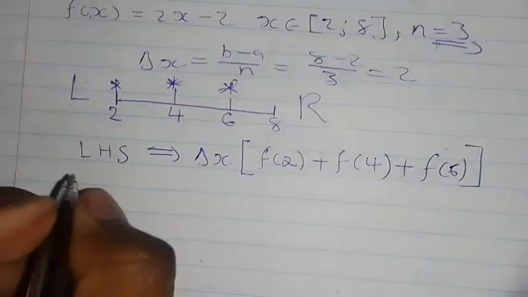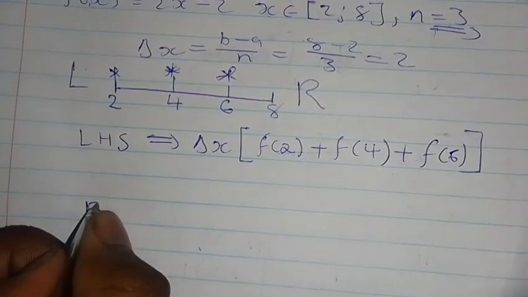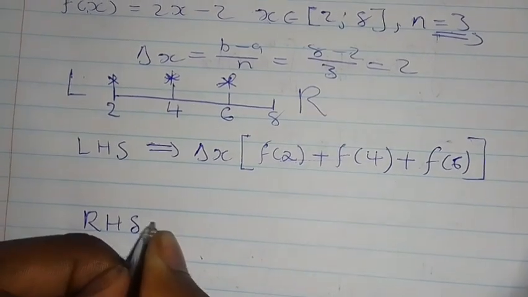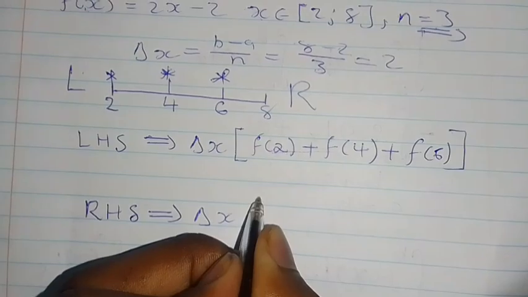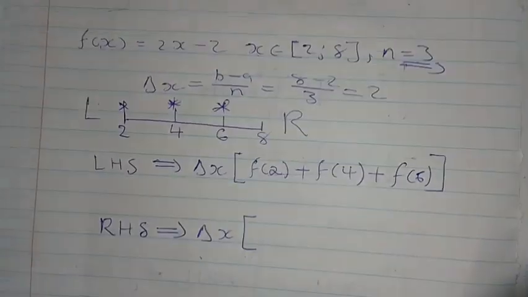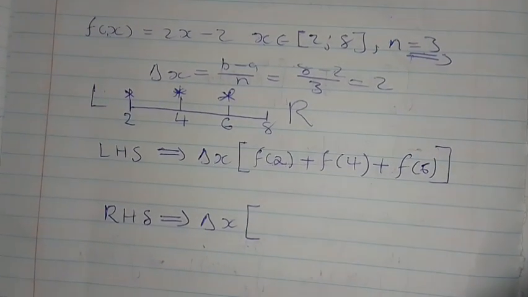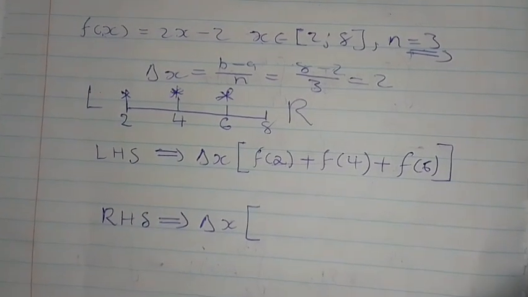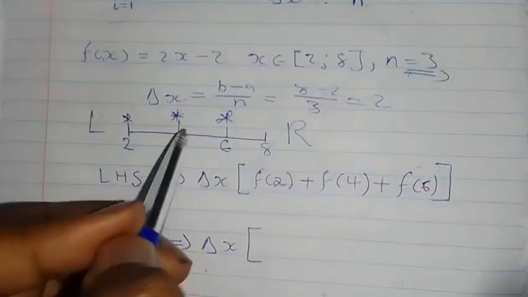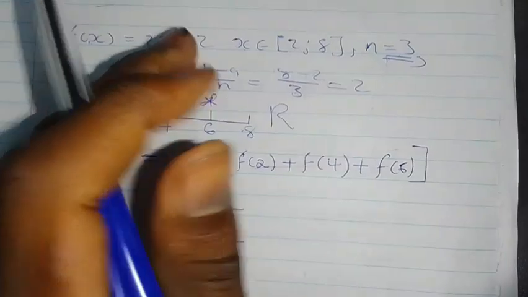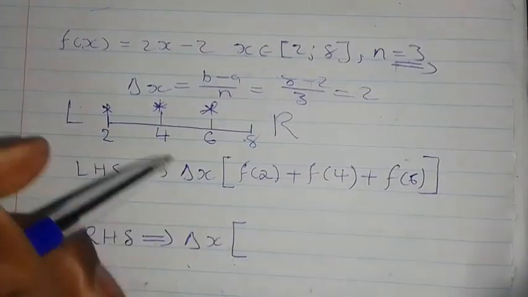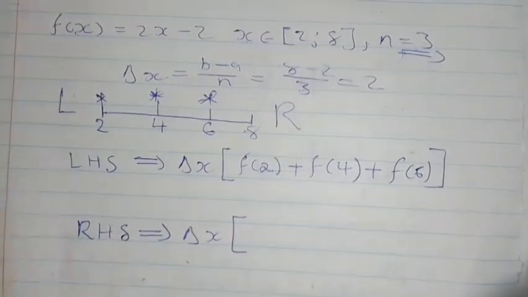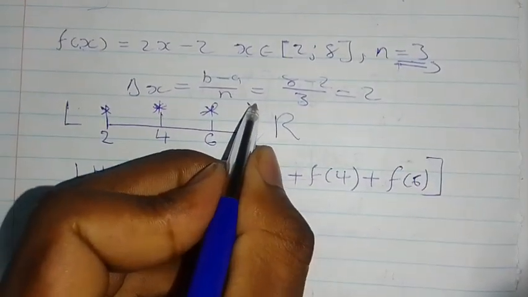But now suppose you're looking for the right-hand sum. So you'll have delta x times, and you start from the right. It doesn't really matter where you start from. You can start here, you can start there. The order does not really matter. So you're going to start from the right. You'll have f at 8.